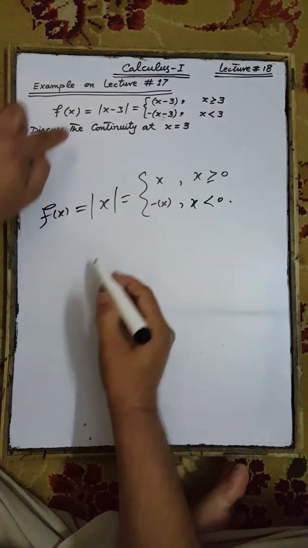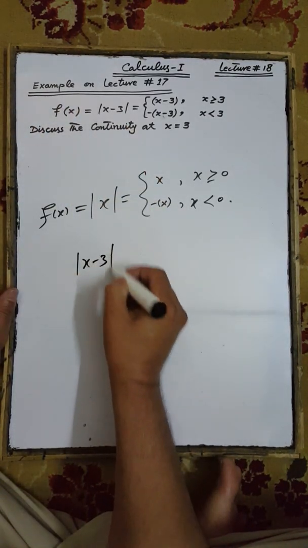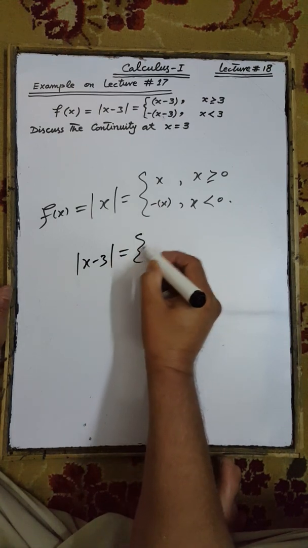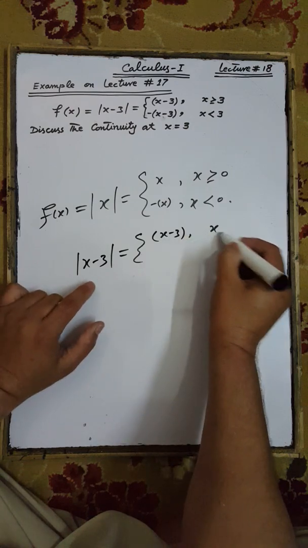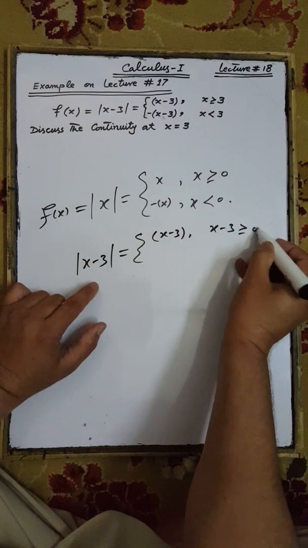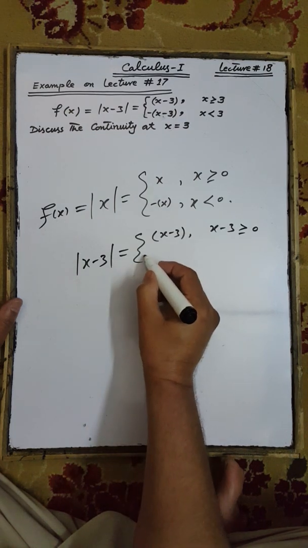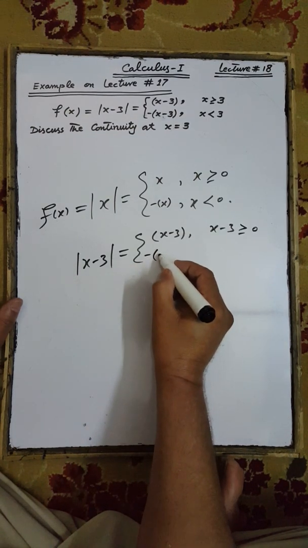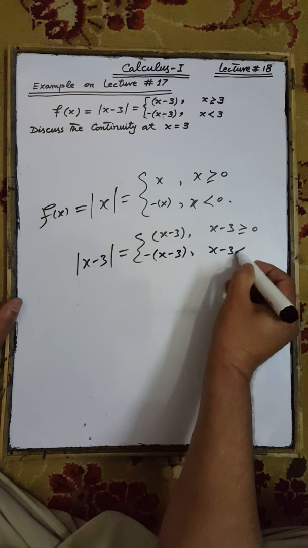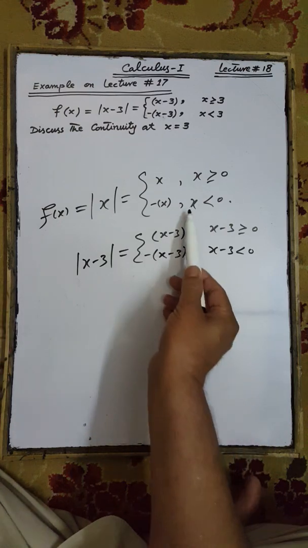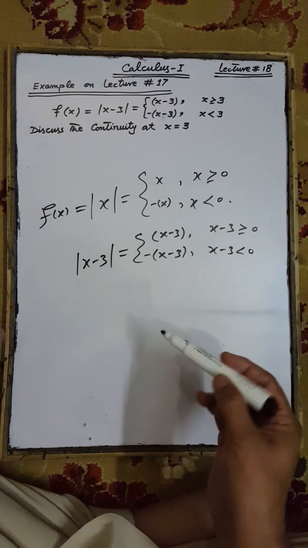According to this definition, when we replace x by x minus 3, then |x minus 3| will be calculated as x minus 3 when x minus 3 is greater than or equal to 0, and |x minus 3| will be calculated as minus 1 multiplied by x minus 3 when x minus 3 is less than 0, according to the above standard definition.